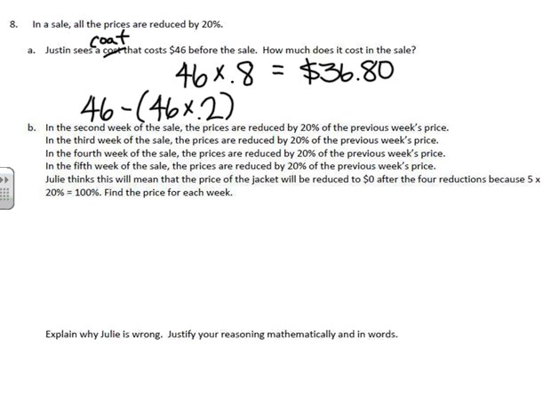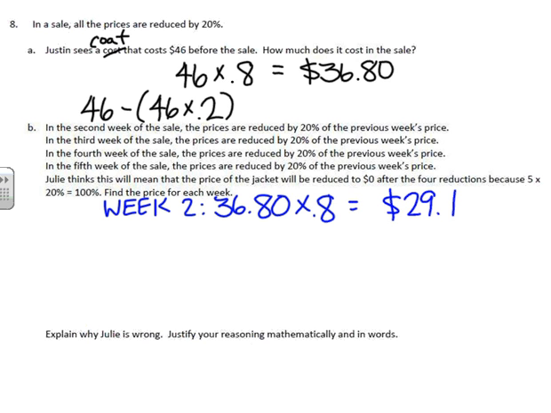In part B, we're going to split it apart by week until we get to the 5th week. So in the second week of the sale, the prices are reduced by 20% of the previous week's price. So week 2, we're going to multiply $36.80 by 80%, because that's the amount we're still paying, and that gives a value of $29.44.